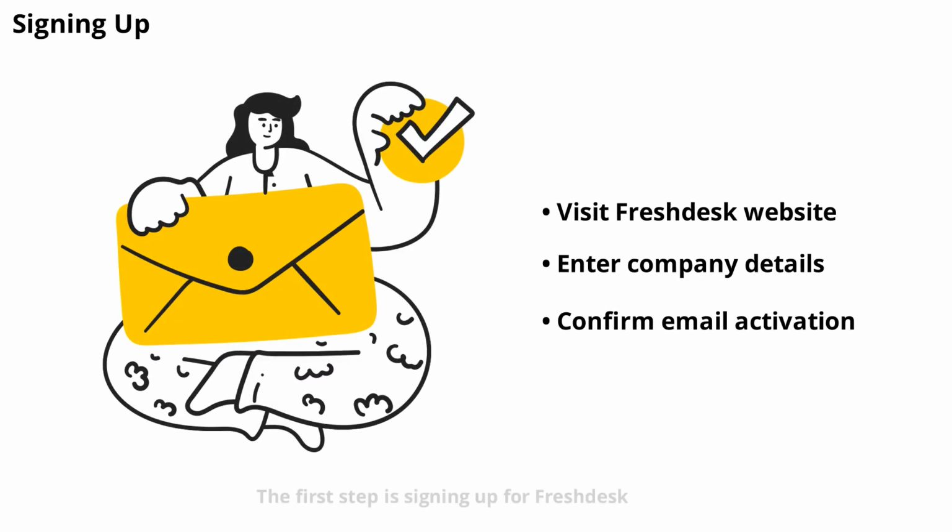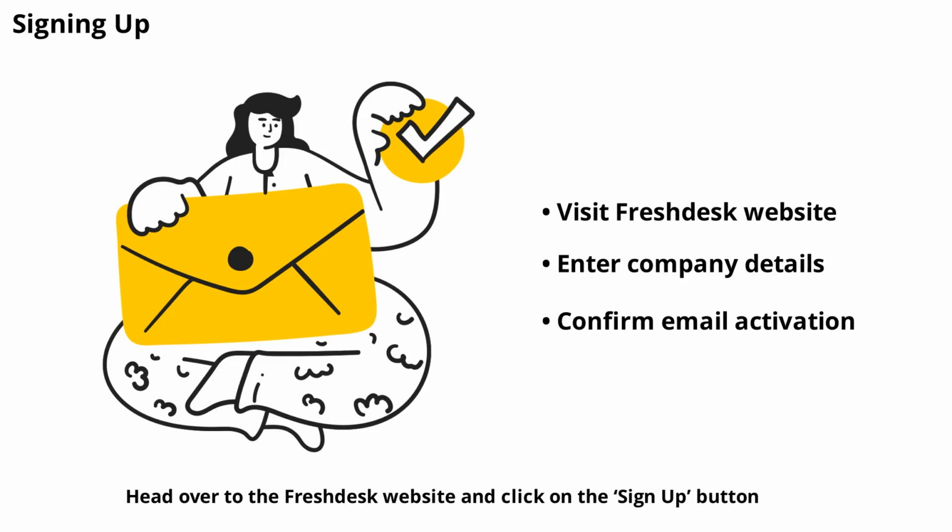The first step is signing up for Freshdesk. Head over to the Freshdesk website and click on the Sign Up button. You'll need to enter your work email, company name, and create a password. After submitting, you'll receive a confirmation email. Click the link in your inbox to activate your account. This process is quick and straightforward, ensuring you're ready to move on to the next steps without delay.